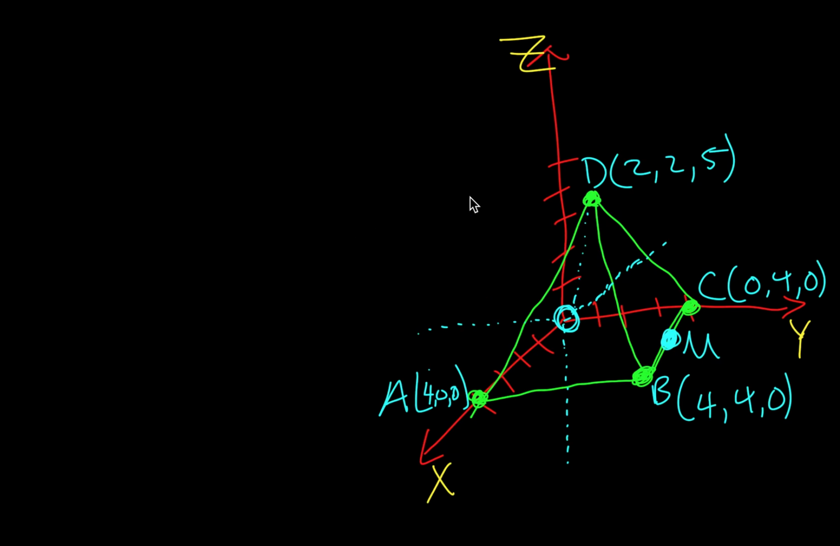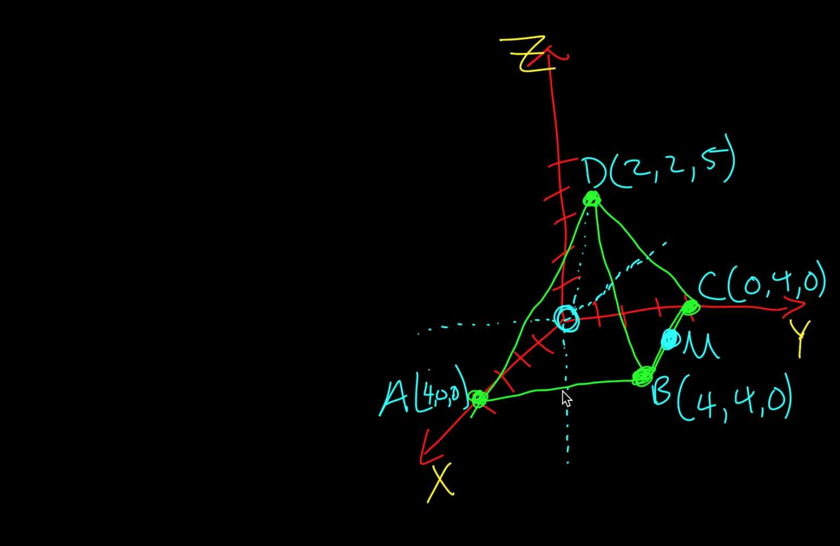There's a much better drawing in the book, so I would look there to see what this drawing really should look like. But it is a pyramid with a square base, and we're in 3 dimensions, and we're given all the vertices of the pyramid and all the information on the diagram.